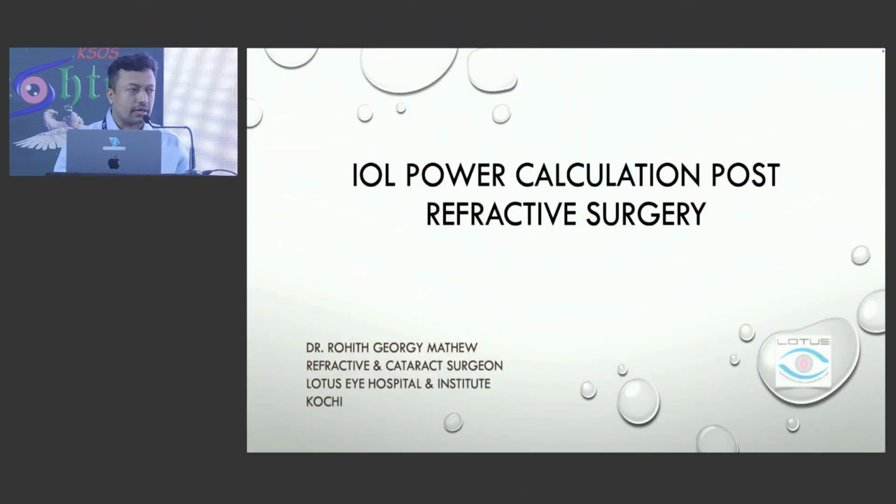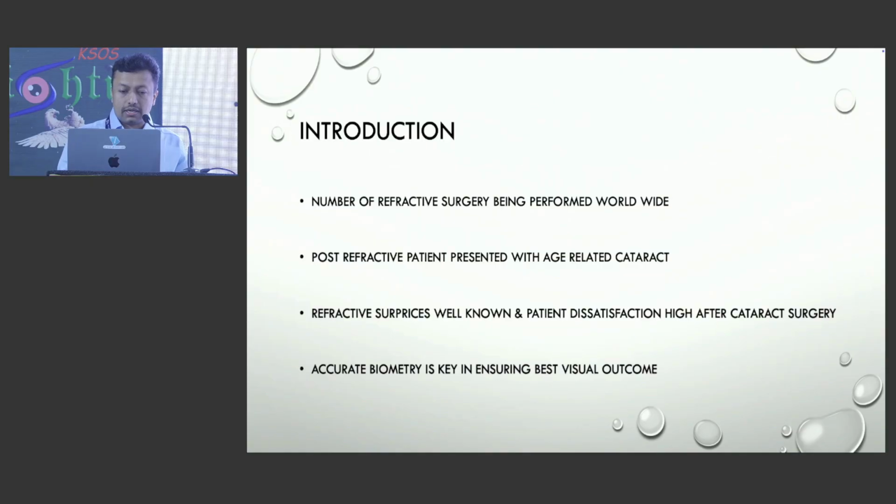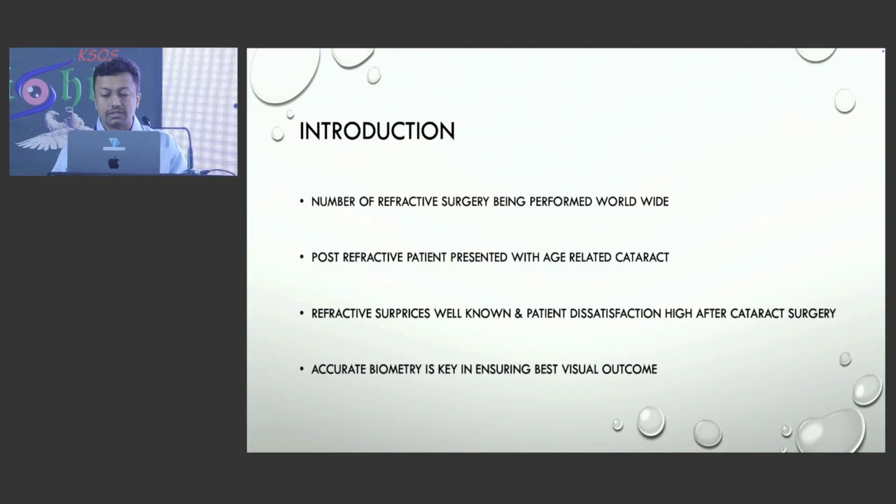Good morning, all. I would like to thank Dr. Soni for including me in this IC. So in this era of refractive surgery, the number of refractive surgeries performed worldwide is increasing. So the post-refractive cataract volume is also slightly coming up due to age. So the refractive surprises are well known, and the refractive dissatisfied patients are also increasing. So what is the key? It's the accurate biometry.